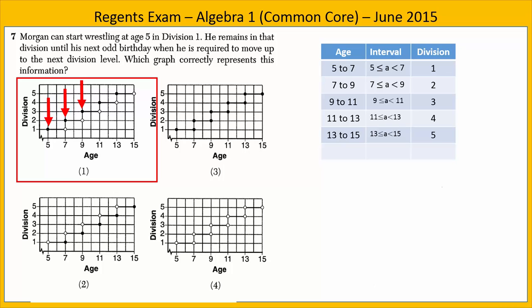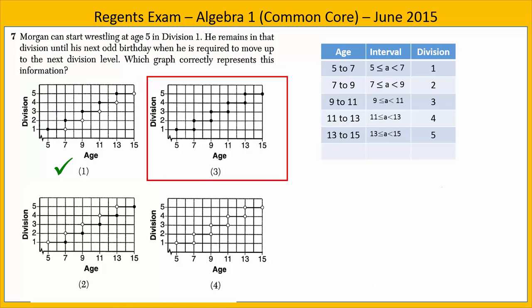We see a similar change when he turns 9. When he turns 9, he moves to division 3. Open circle at 2 because he's not in division 2 anymore. Closed circle at 3 because he's now in division 3. Same thing is true for 11, and the same thing is true for 13. Choice 1 looks like a good answer. Let's check out the other graphs.